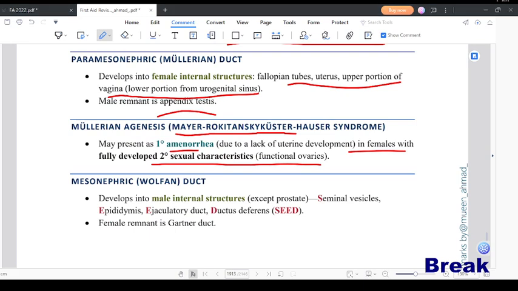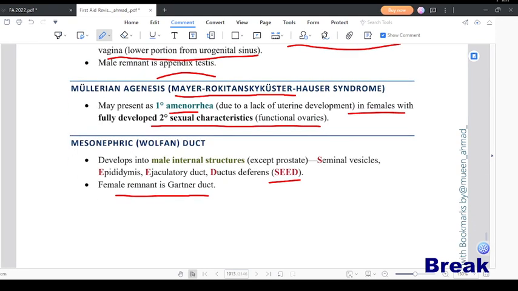Here you can see that Mullerian agenesis causes primary amenorrhea. Then the mesonephric or Wolffian duct gives rise to the development of the male internal structures: prostate, seminal vesicle, epididymis, ejaculatory duct, and ductus deferens. So these structures are coming from the Wolffian duct. Boys are like wolves. The Wolffian duct is present in males. The female remnant is the Gartner duct, and it is very important because Gartner duct cysts can develop in females.